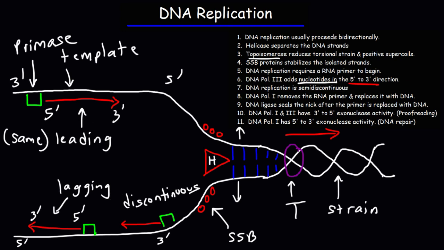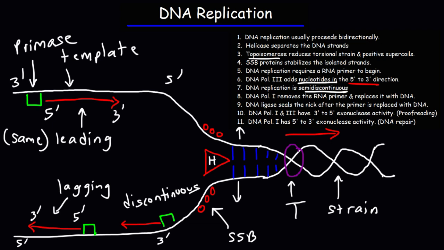The prefix semi means half. So it's half continuous, half discontinuous. So technically you could say semi-discontinuous or semi-continuous. Both words will accurately represent DNA replication.